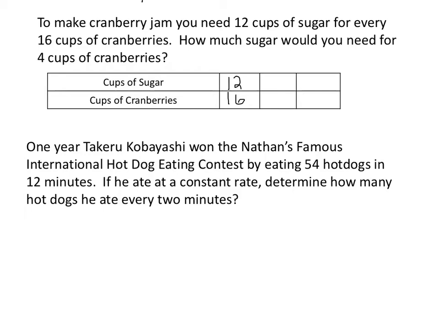And we want to know how much it would take for 4 cups of cranberries. So in this case we could be scaling down. So 16 divided by 4 would give us 4. So we could do 12 divided by 4 and we would get 3. So we would need 3 cups of sugar for 4 cups of cranberries.